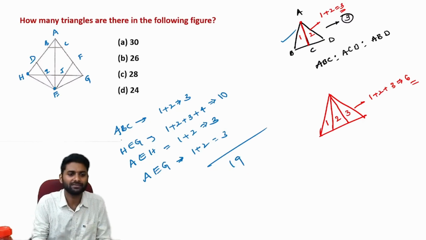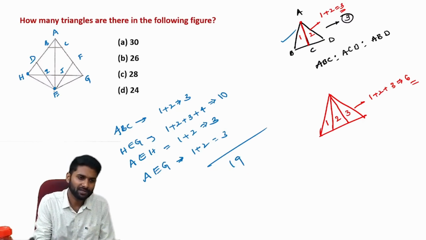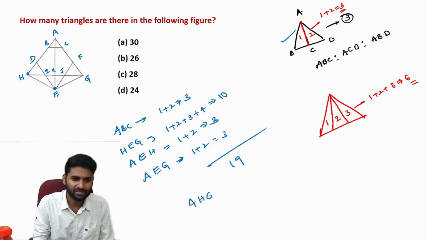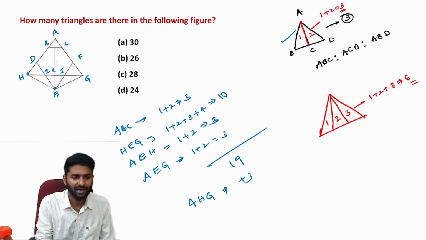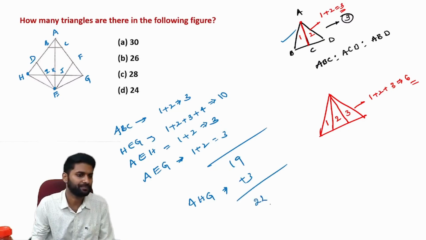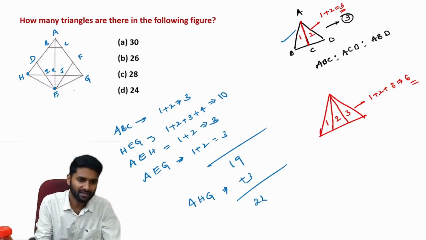So let's go through another one. The remaining one, guys. If you observe that, let's take K here. So if you observe that here, again AHG. AHG gives 3 more triangles. Now the total count goes to 22. So let's go through the final count here. Now till now it is at 22. The options we have are 30, 26, 28 and 24. Let's observe whether any other triangles are left.